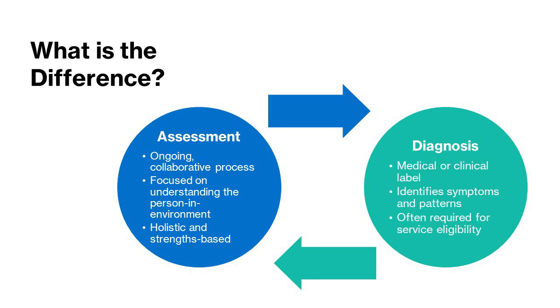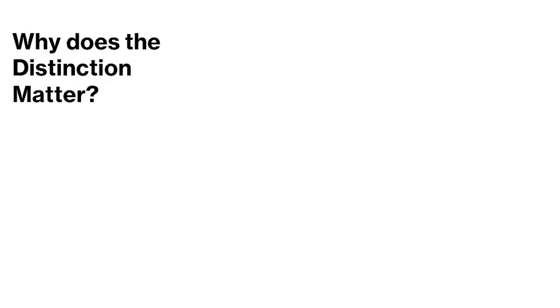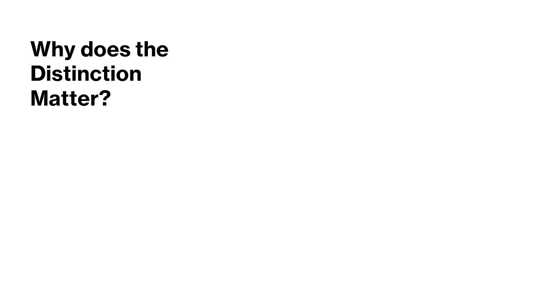Diagnosis is more of a static process, typically grounded in clinical frameworks like the DSM. It involves assigning a label based on observed symptoms and patterns, often necessary for insurance billing or accessing certain services. So, why does this distinction matter?